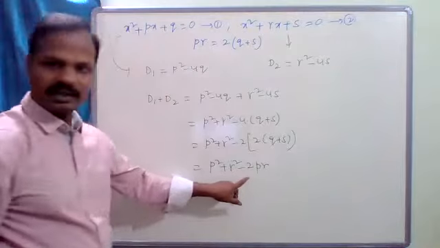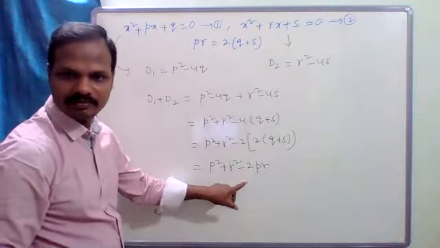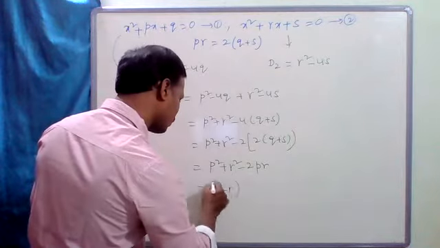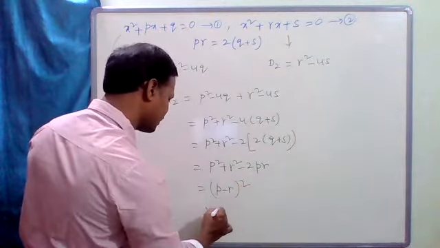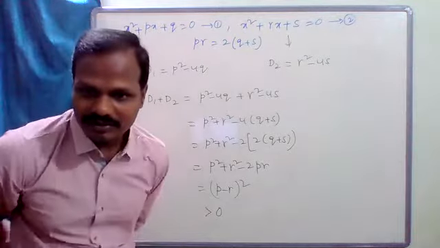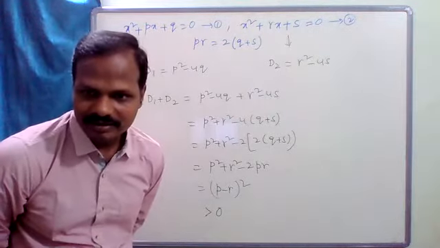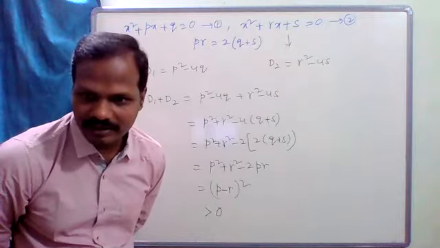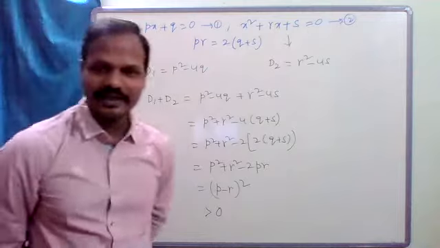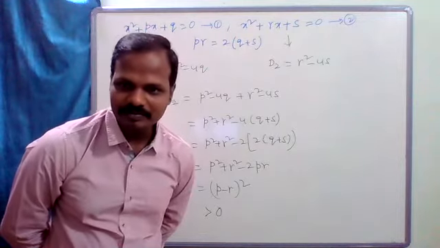That is like a square plus b square minus 2ab, so that equals (p minus r) whole square. That is greater than or equal to 0. d1 plus d2 is greater than or equal to 0. Sneha, both are real or imaginary? d1 plus d2 greater than 0. When is it possible?